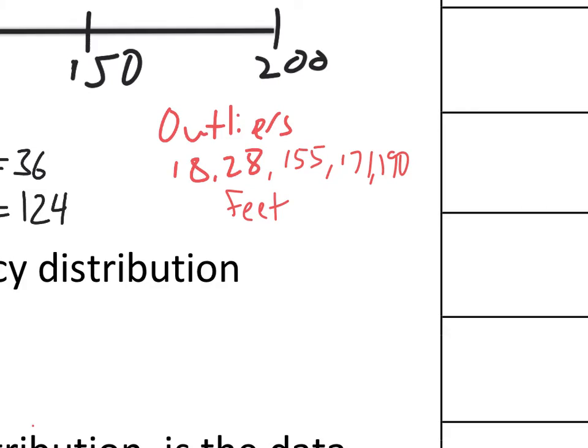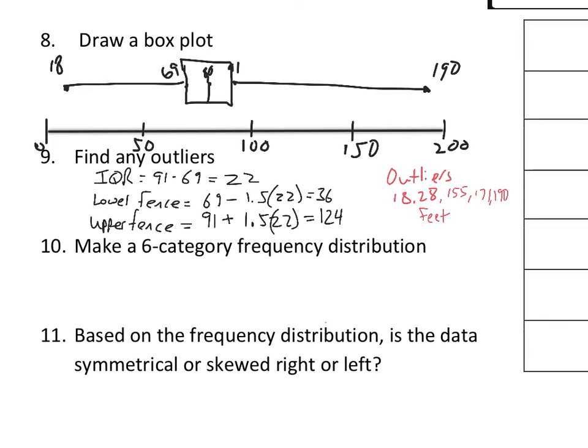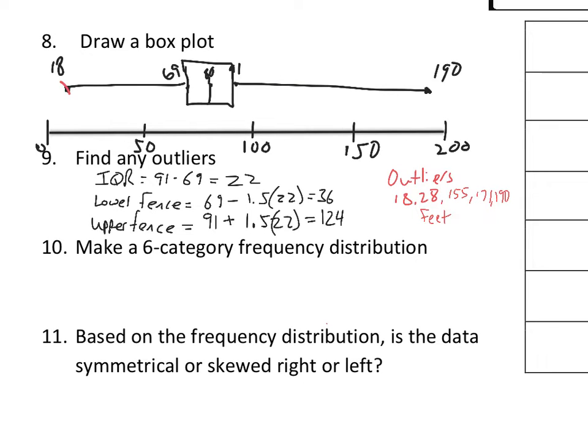All right, so back on our graph here, we should probably label those. We can put a little X or a star at 18 and 28. We have some outliers there, and we have one at 190. We have one at 171, somewhere about here, and one at 155 about here. So those are outliers.